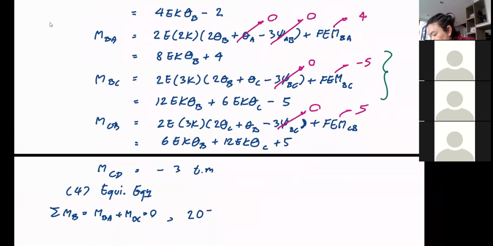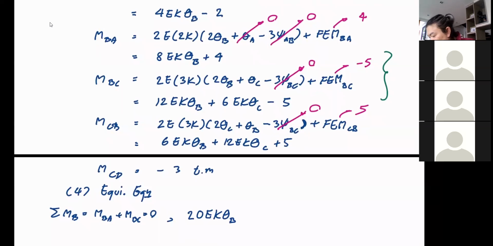20 EK theta B, the 20, yeah, plus 6 EK theta C. My E is pretty bad, and my apologies. If you can't read my handwriting, you have to let me know right away. Minus 1 equal to 0.